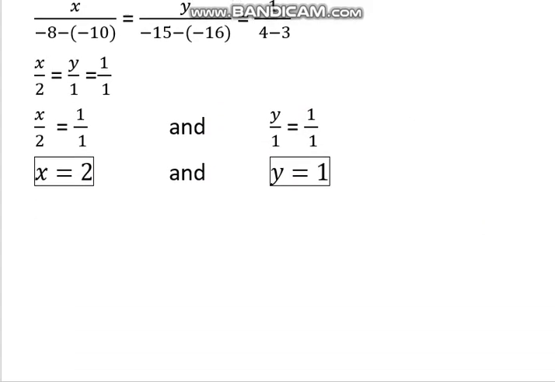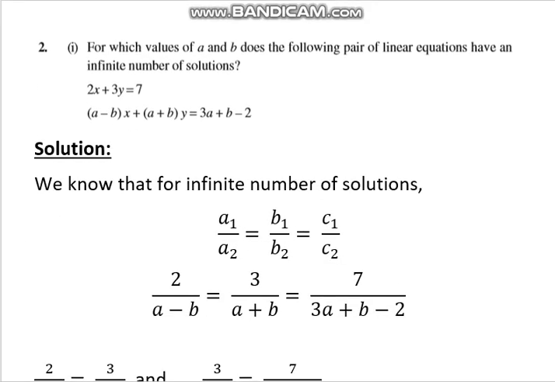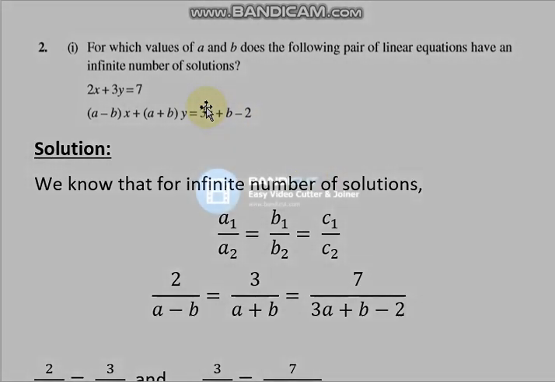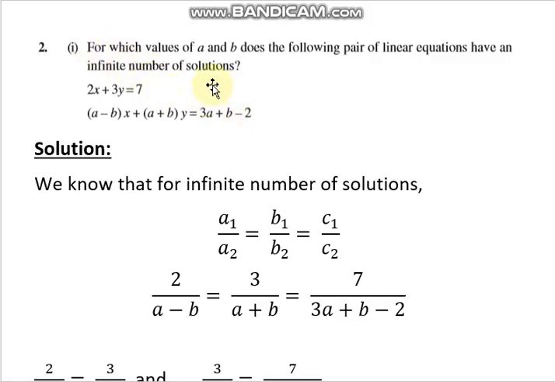Now let us see the next sum. Question number 2. For which values of a and b does the following pair of linear equations have an infinite number of solutions? Here we have two equations. So first of all, you convert this into standard form. Now see, we know that for infinitely many solutions, a1 upon a2 is equal to b1 upon b2 is equal to c1 upon c2 should be satisfied. So here we are considering that this pair of linear equations has infinitely many solutions.